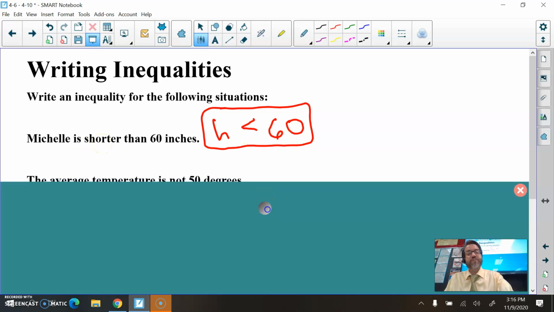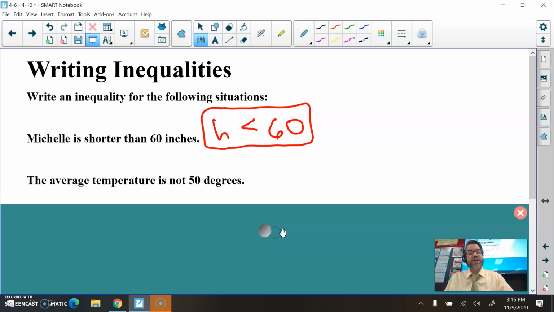Let's look at another one. The average temperature is not 50 degrees. I don't know what the temperature is, but it's not 50 degrees, the average. It might be more than 50 degrees. It could be less than 50 degrees. So I'm going to use T for my variable to represent the unknown temperature. I don't know what the temperature is.